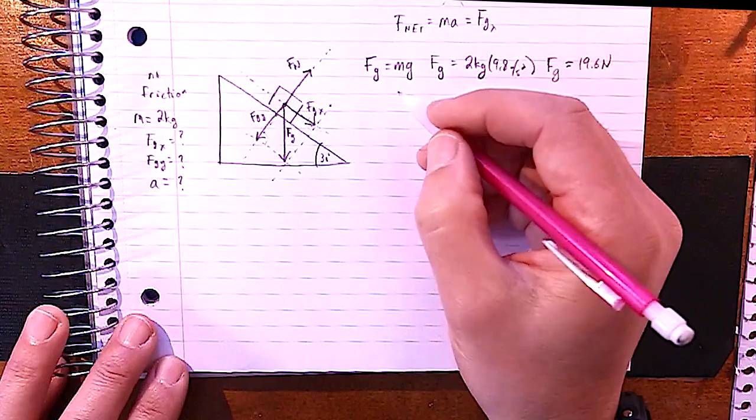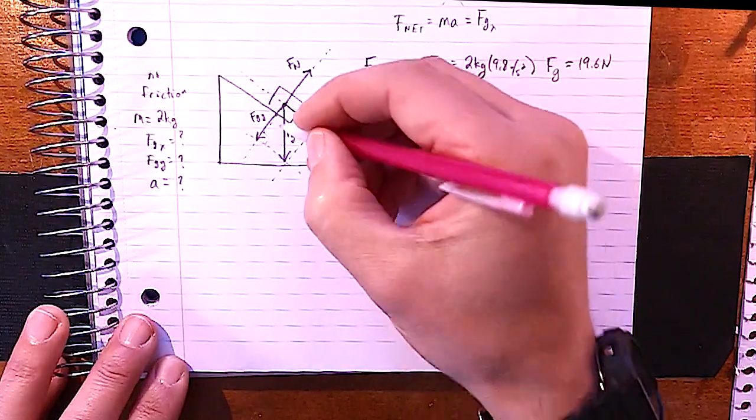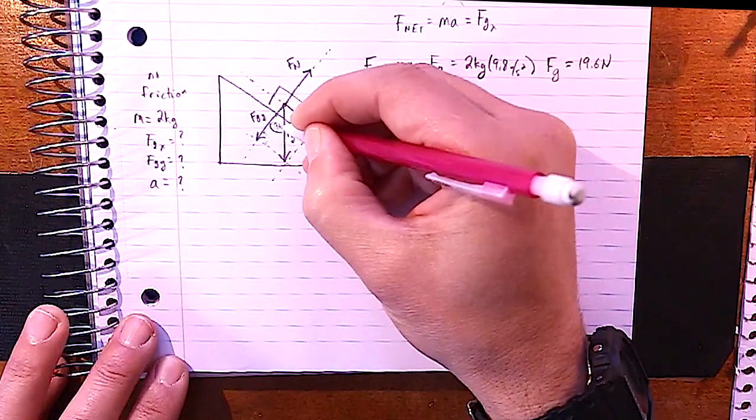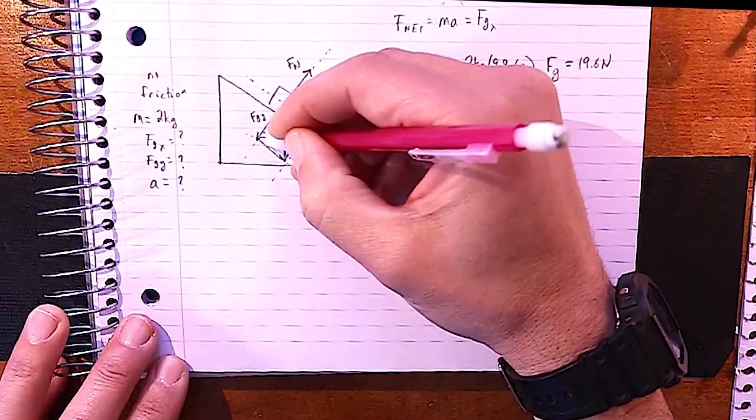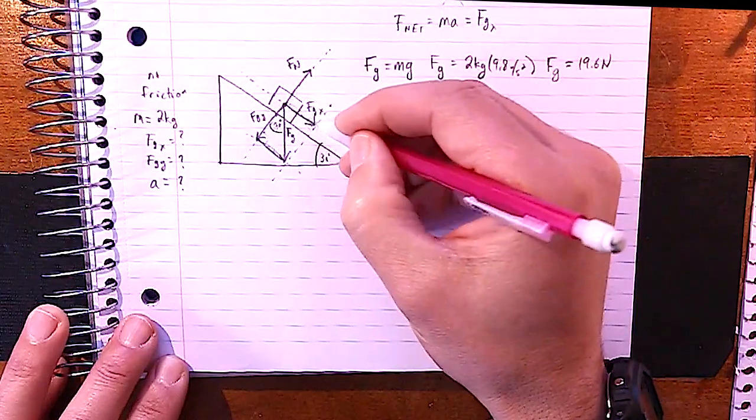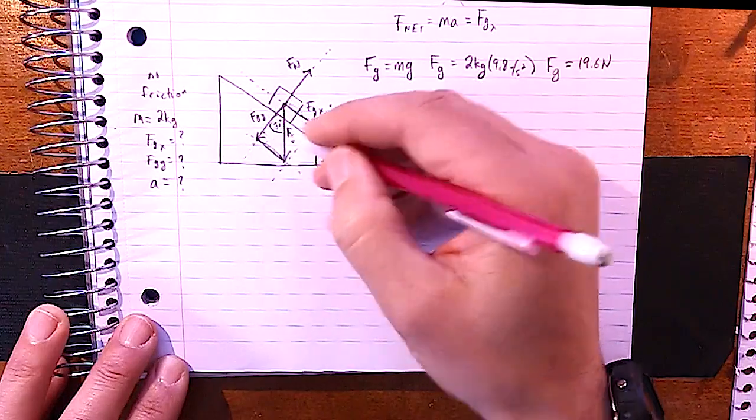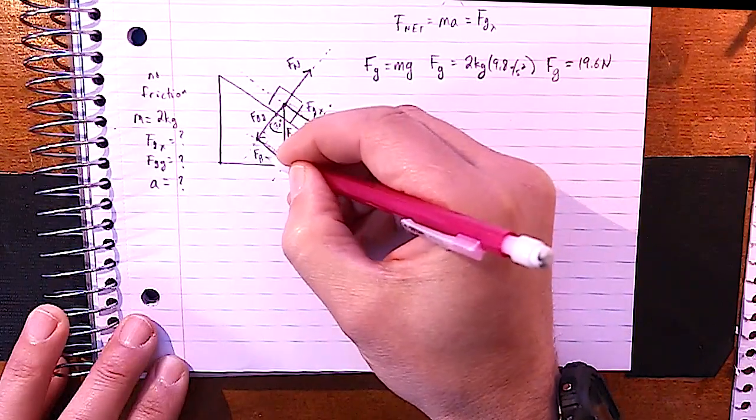So now we need to find Fgx. Well, we know this angle in here is 30 degrees, and we have a right triangle. So this side, this component in a right triangle, is also equal to this side.